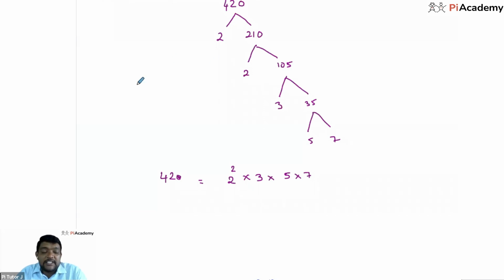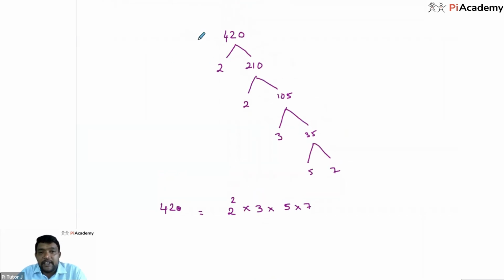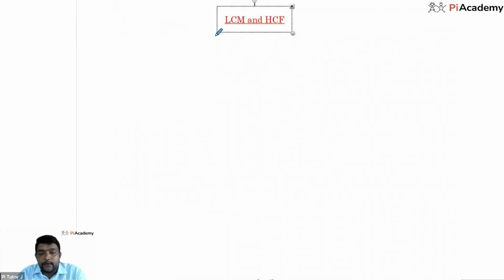Yeah. So this is how we write prime factors of any number. Basically, you do this tree diagram, and you start from the lowest number, and you do this. Okay. So this is how you do a tree diagram. Next, LCM and HCF.